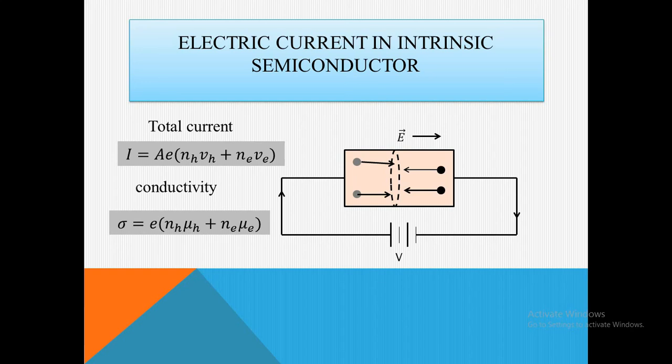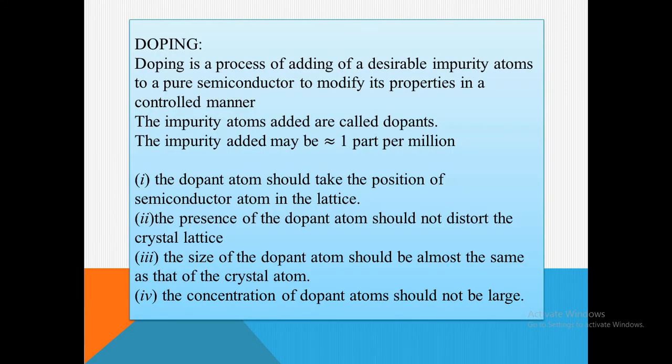So to increase the conductivity, we add impurities to the intrinsic semiconductor, and the process of adding the impurity is called doping. Doping is a process of adding desirable impurity atoms to a pure semiconductor to modify its property in a controlled manner. The impurity atoms added are called dopants. The impurity added may be 1 part per million. That means a very small amount of impurity is added to the pure semiconductor.